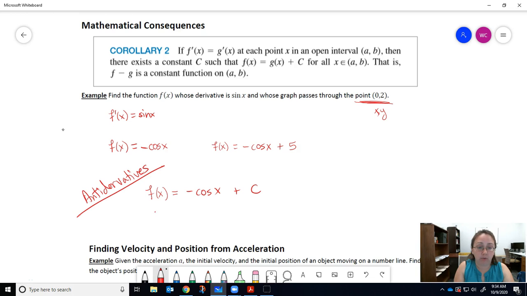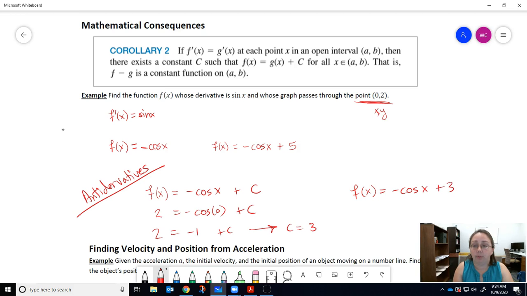So y is 2, that's on the left, equals negative cosine of 0 plus c. What's cosine of 0? 1. So 2 equals negative 1 plus c. Bring the 1 around, and there you have your c. c equals 3. So the particular solution that we wanted was negative cosine of x plus 3.